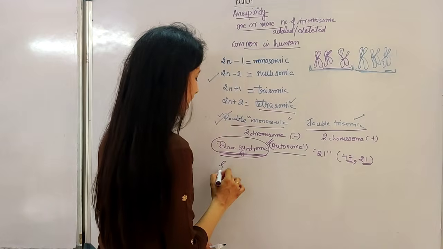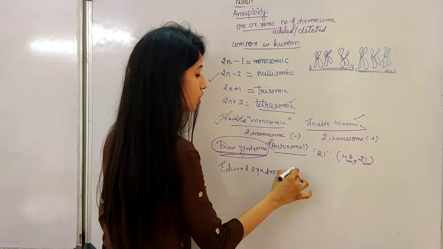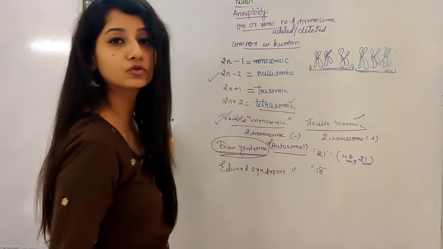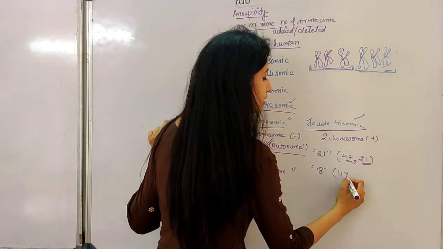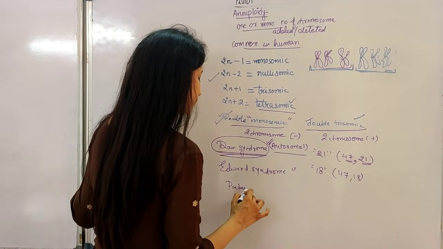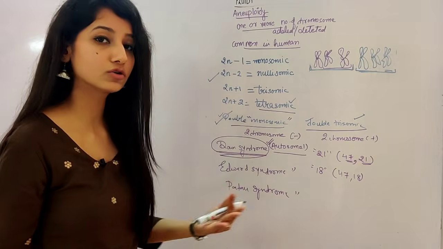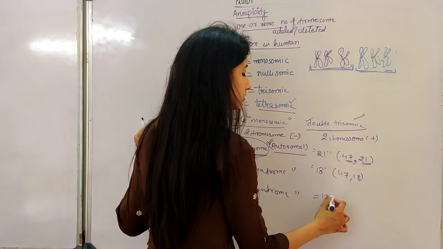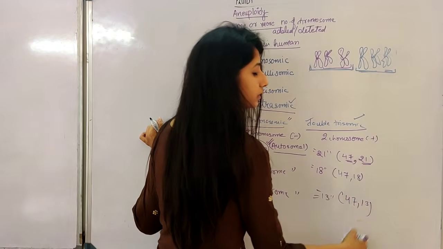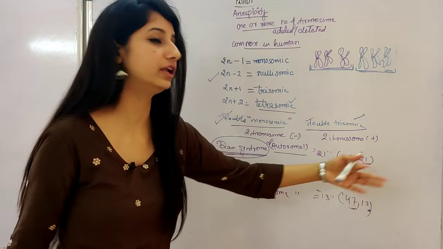The next syndrome is Edward syndrome. Edward syndrome is also an autosomal syndrome, and here the addition of the 18th chromosome occurs. So here the condition will be 47, 18. The next condition is Patau syndrome. This is also autosomal, that is, an autosomal chromosome is added, and in this the 13th chromosome is added, and the condition will be 47, 13. Okay, 47 is the total number of chromosomes and the addition is occurring in 13, 18, 21.